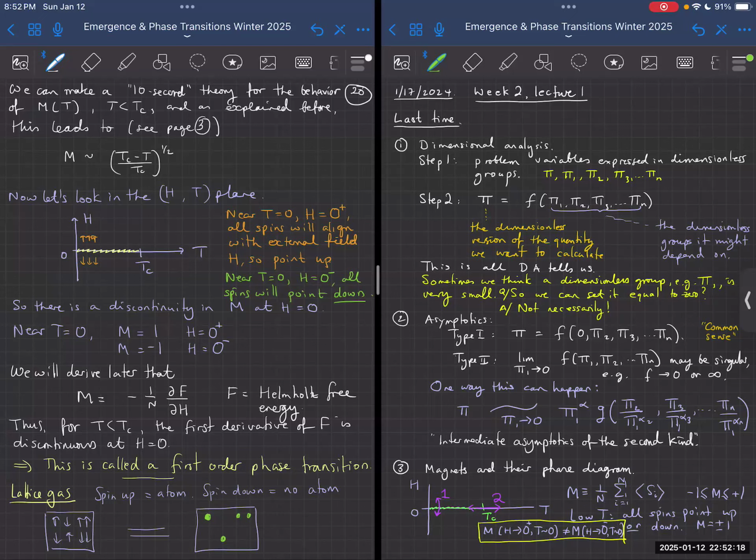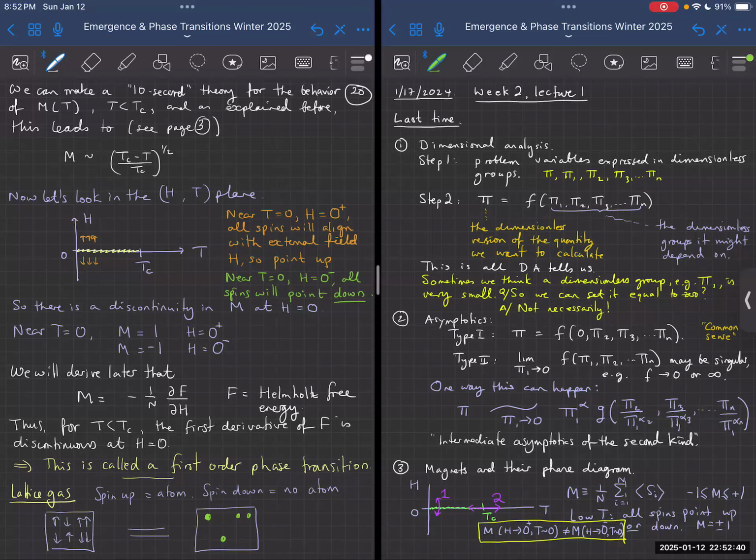We talked about dimensional analysis, and the idea was that we write down the problem variables in terms of dimensionless groups. They're not unique, but we can write them down in this way. We call them pi1, pi2, and so on. And then let's suppose we want to calculate some particular quantity. Its dimensionless version we'll call pi.